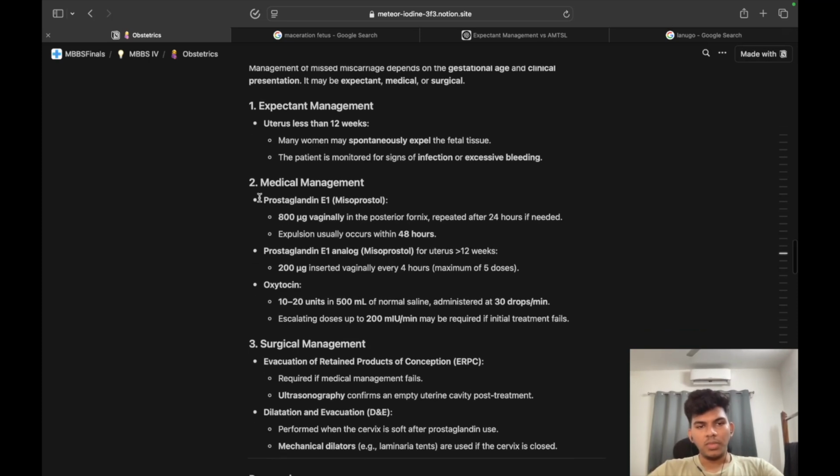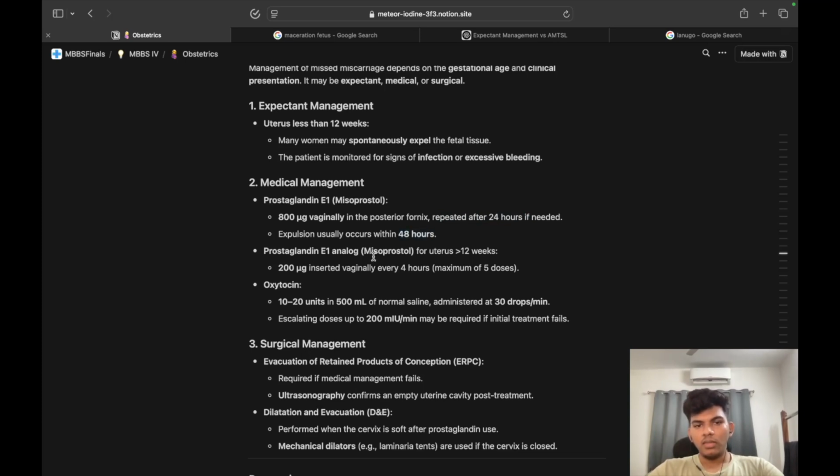We have some key drugs: prostaglandin E1 and also oxytocin. First, E1 800 microgram vaginally in the posterior fornix, repeated after 24 hours if needed. Expulsion usually occurs within 48 hours, so within 2 days.